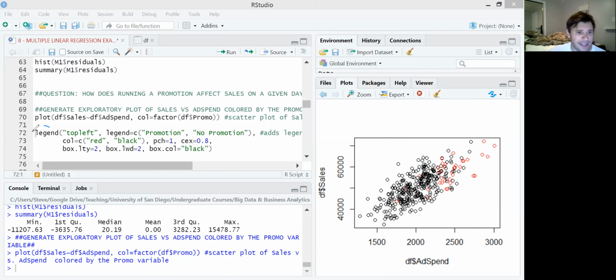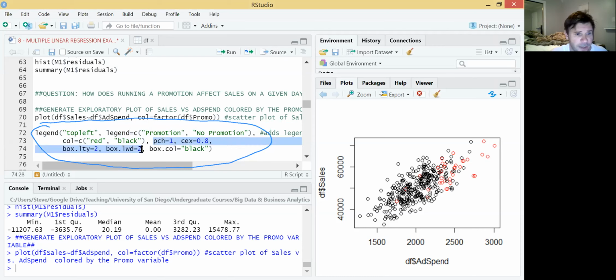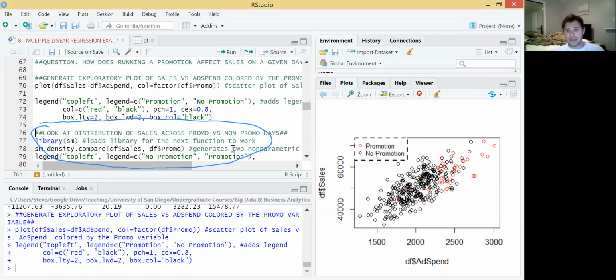We can also add a legend to the plot if we want to. Okay, so if I run line 72 here, it'll actually run all the subsequent lines underneath it. So I'm using the legend function. I'm telling it to put it in the top left corner, labeling the data points as promotion versus no promotion. I'm telling it to use red and black. And there are a couple other things: the shapes of the data points, how big you want the length and the width of the legend box to be, and the color of the legend box. So this is for aesthetics, right? We can add that legend there. It makes the diagram look a little bit nicer.